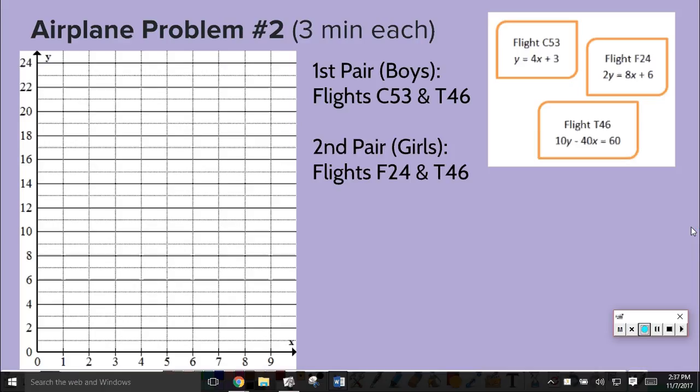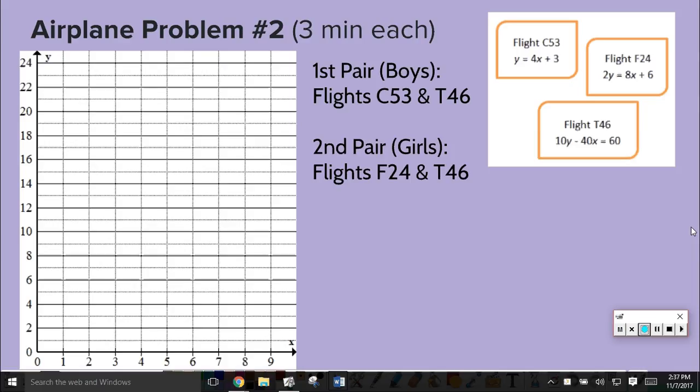So today, we're going to look at the last set of flights for airplane problem number 2. This is the half sheet that you picked up when you walked in. If you did not get one, you may go get one now. Okay, so at the top of your paper, I have these pairs listed.